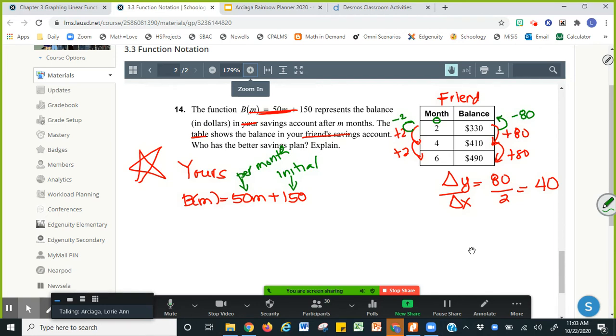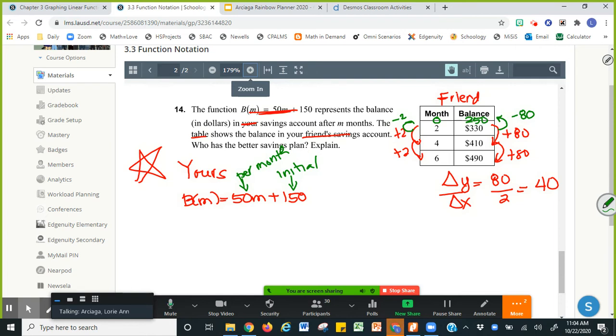Anybody? Still waiting. So your friend saves $40 a month because for every 2 months it increases by 80. And we want to figure out how much money there was 2 months ago. 250? Yes. How did you get that, honey? So this is 250. Very good.